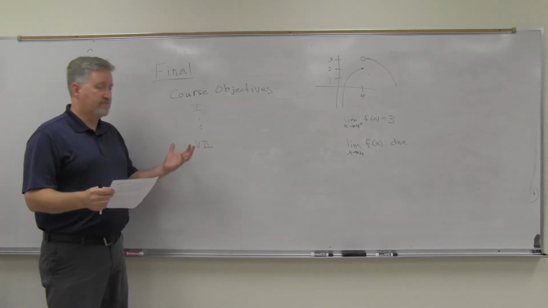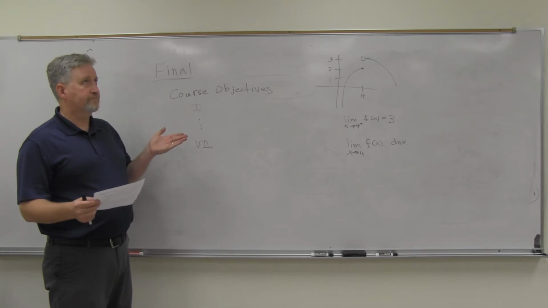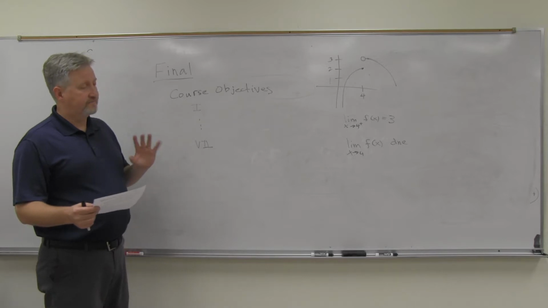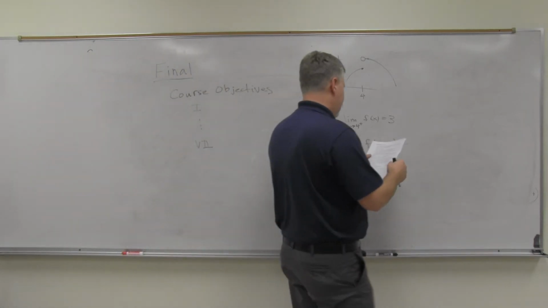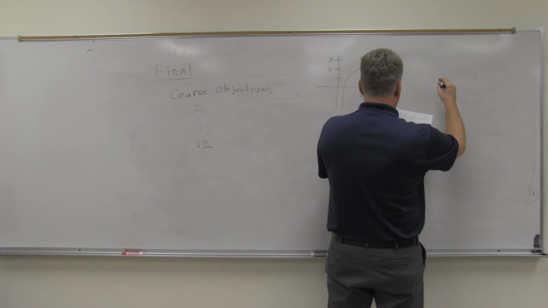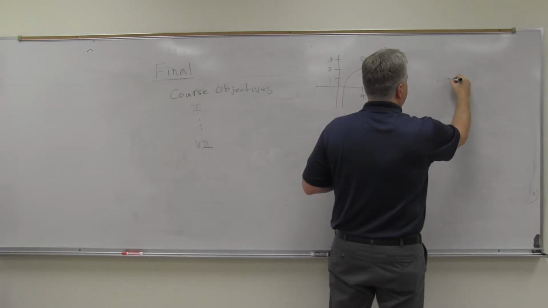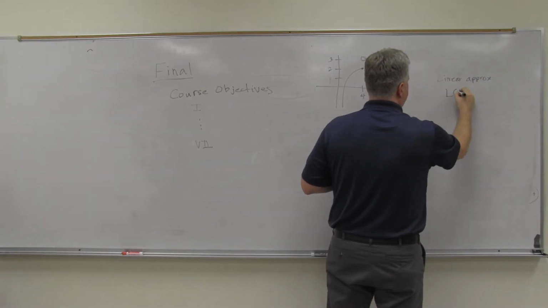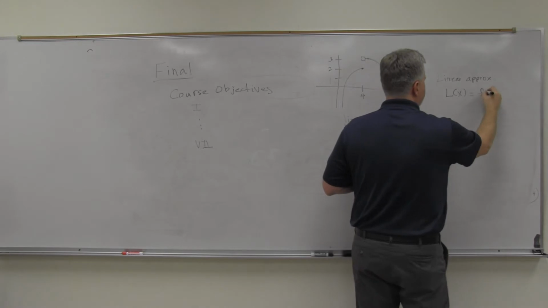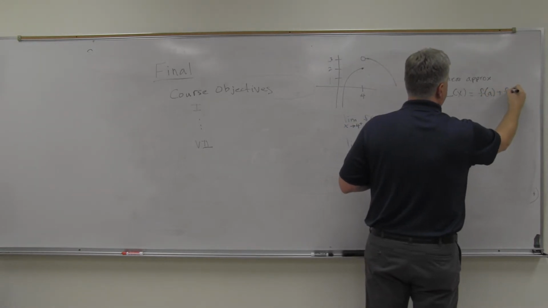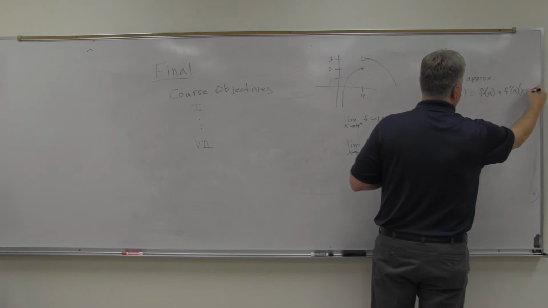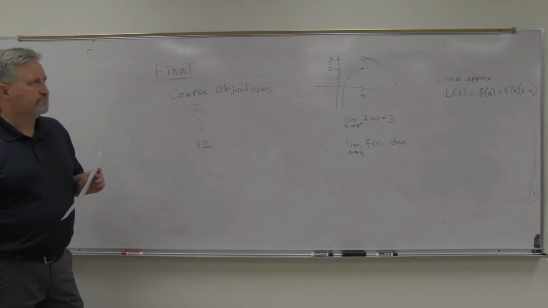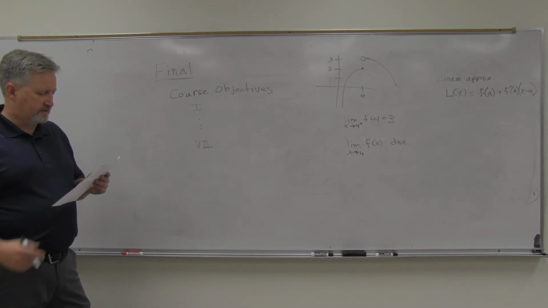Now, as far as remembering formulas, I think I gave you the actual definition of derivative formula, but you might want to review that. But number 11 on the objective sheet there, the linear approximation. That formula, you might want to remember that. Linear approximation, L of x equals f of a plus f prime of a times x minus a. That's what the linear approximation is.